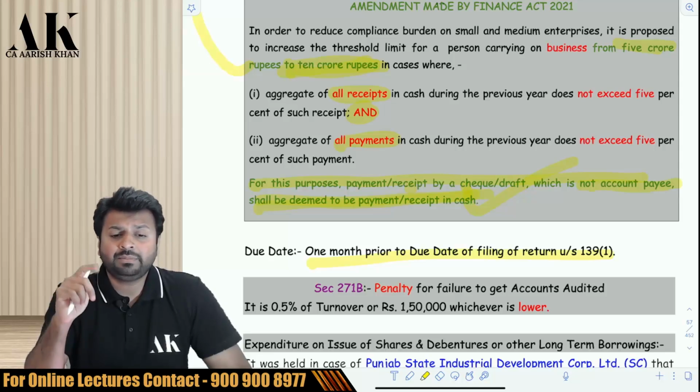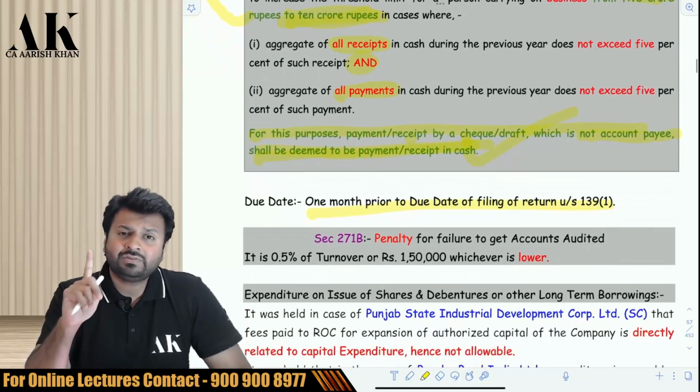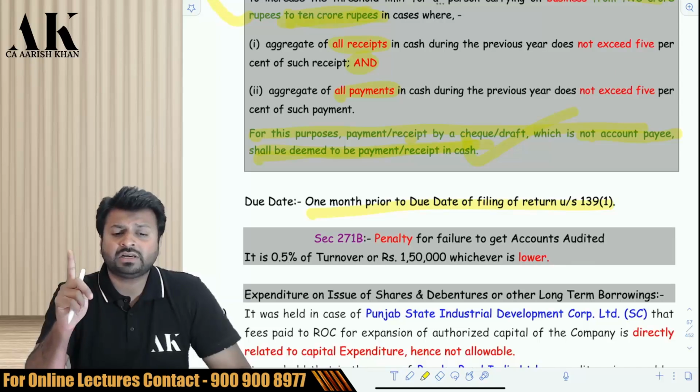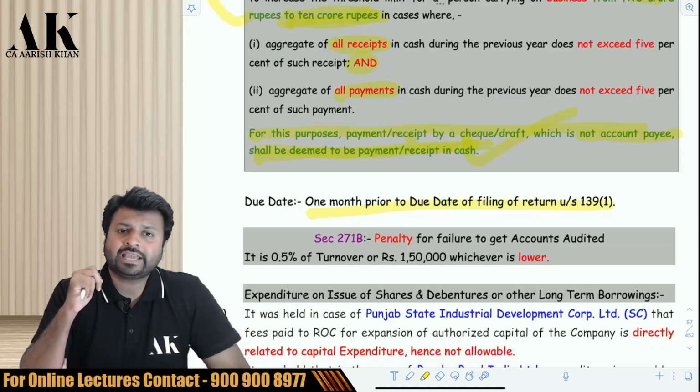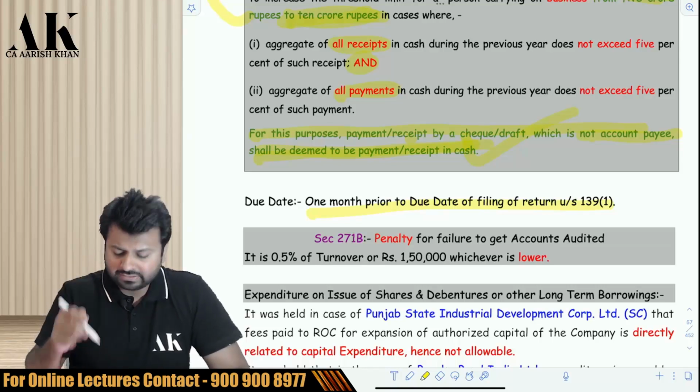What is the penalty? Penalty is given under 271B, which is very important for the exam also. It is 0.5% of the turnover. If you fail to furnish a tax audit report on time, then a penalty can be imposed to the extent of 0.5% of turnover or 1,50,000, whichever is lower. You can check over here.